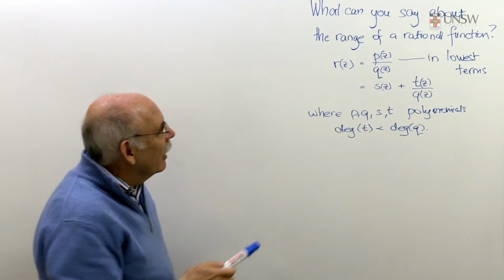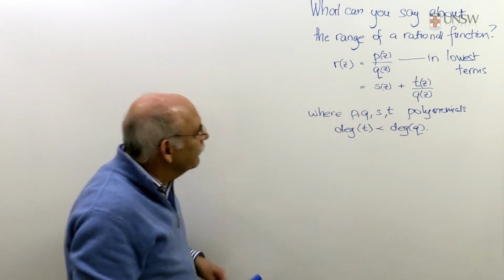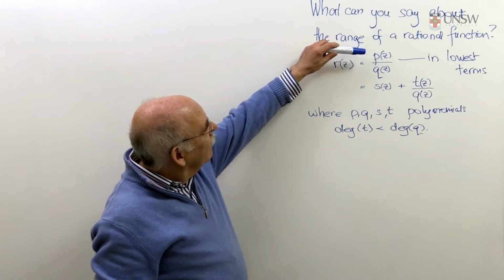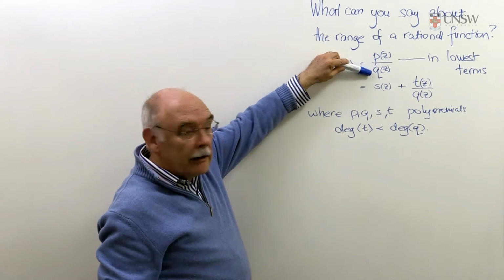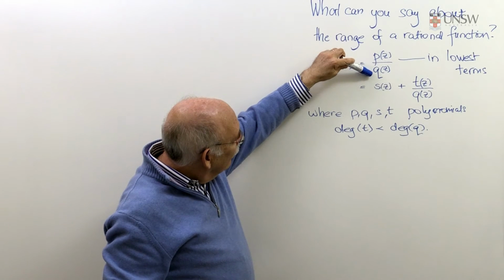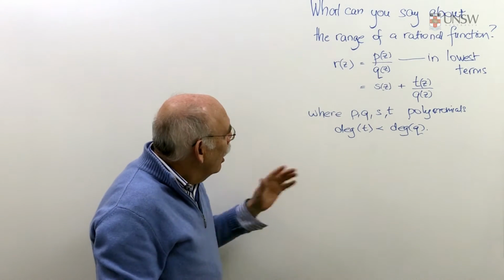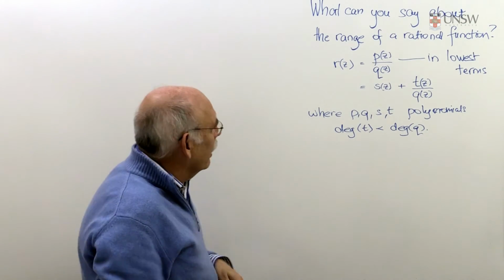While we're at it, we might as well suppose that these polynomials are in lowest terms, meaning that there is no factor of this that is also a factor of that, or vice versa. In other words, there is no time that this one is 0 and that one is 0 simultaneously. Okay, so what can we say about the range?